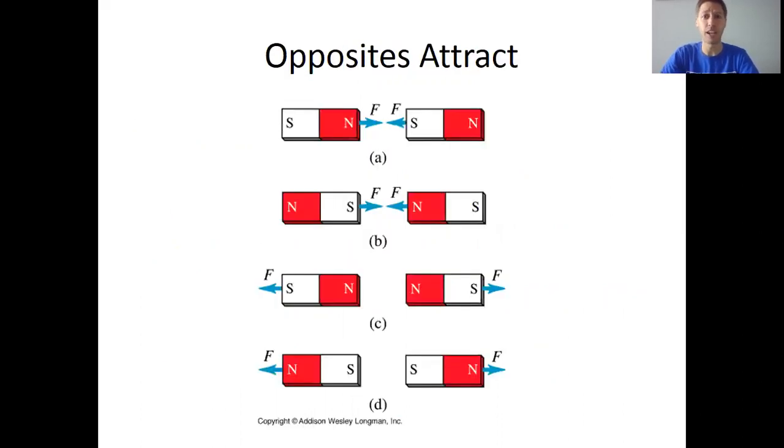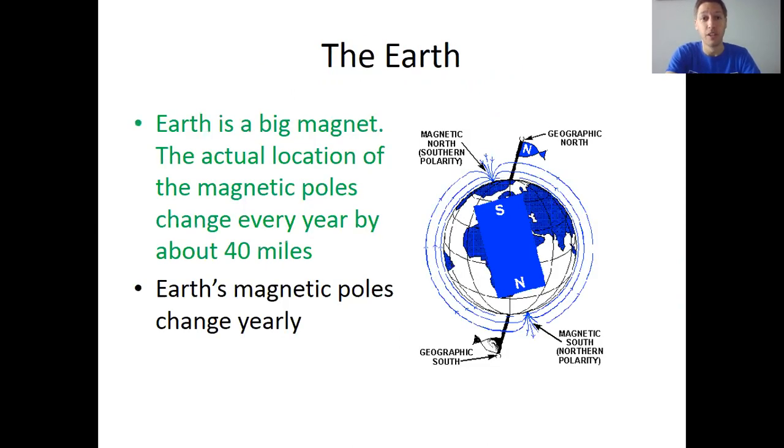It's something you've already known for a long time. Opposites attract, likes repel each other. So two south magnets repel, south and north like each other. So the Earth has a big magnetic field as well.